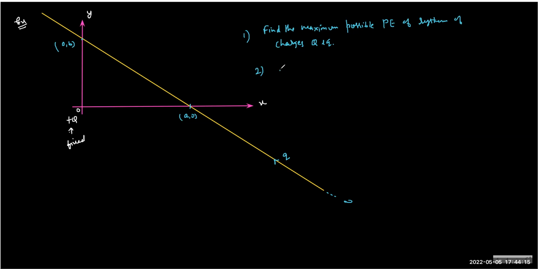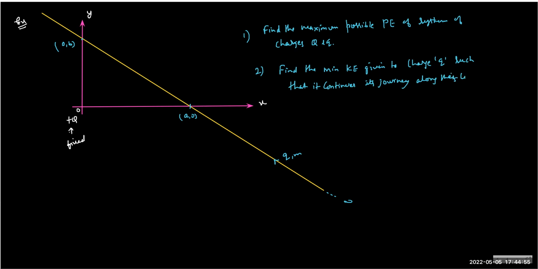The second question is to find the minimum kinetic energy given to charge Q such that it continues its journey along this line in the same direction. Okay, so now these are two questions. Think about what I'm saying, and then I'll solve.